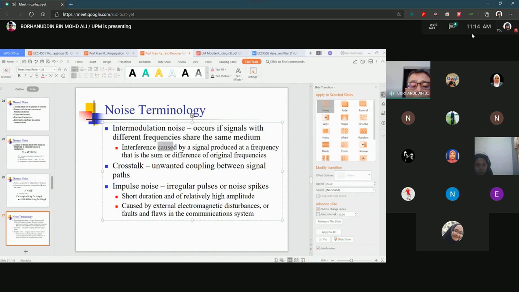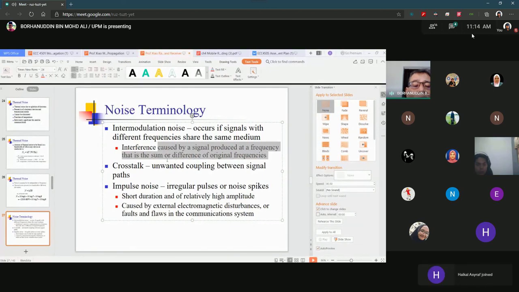That's called intermodulation. So it is interference caused by signals produced at a frequency that is a sum or difference of the original frequencies. So this is what I mean just now. When you modulate, it generates a lot of sidebands due to the sum or difference. Omega C is the carrier, and then the other sidebands here are omega C plus a certain frequency, omega M, for example, and then omega C minus omega M. I don't have any illustration here. If it is in the class, I can draw on the board. Here, I cannot do anything. But I think you must have gone through this.